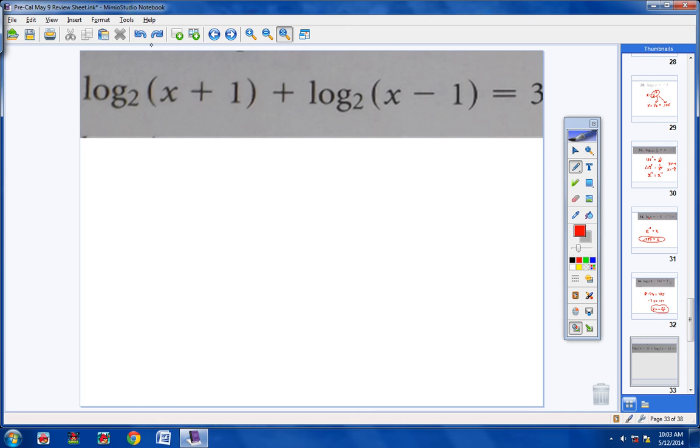Well, let me ask you a question. Is there anything to the left of this log? No. Is there anything to the left of this log? No. Do they both have the same base? Yes. What are the 2 logs doing to each other? Adding. So we know how to condense that. We put log base 2 and we multiply the arguments together, and you'll get this.